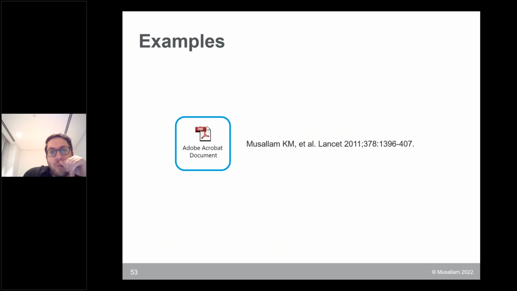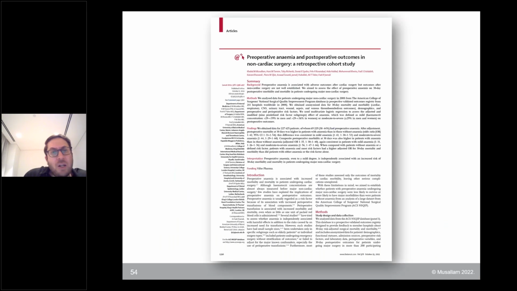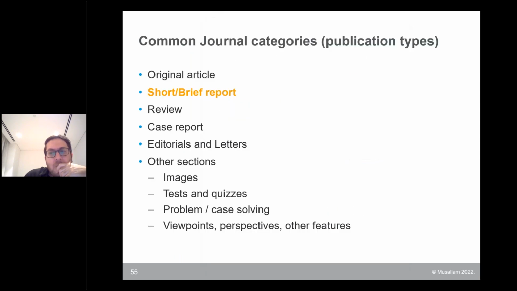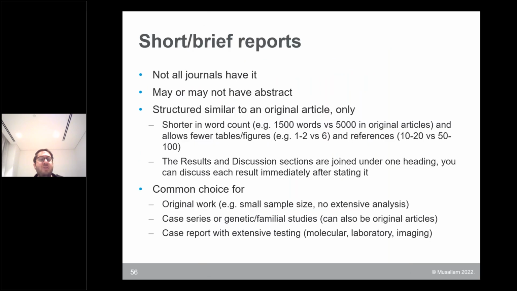For every type of paper, I put an example. I don't need to go through that. It's just an example of an original article of mine, just to show you how the sections go. But because I want to be brief on time, I'll just go to the other sections. The short or brief report section is similar to the original article. Many journals have it. It's just shorter.